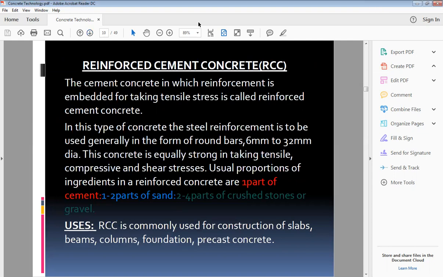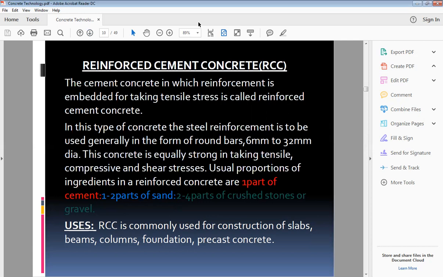Next is reinforced cement concrete. As the name suggests, reinforced means steel bars are used in this part to give higher strength as compared to plain cement concrete. In this part we use reinforcement as per the steel required in that particular structural component.